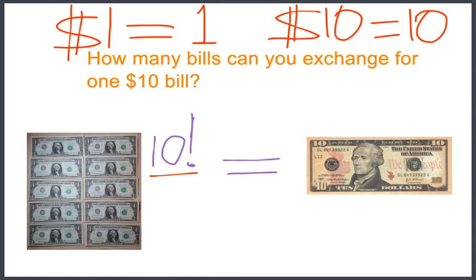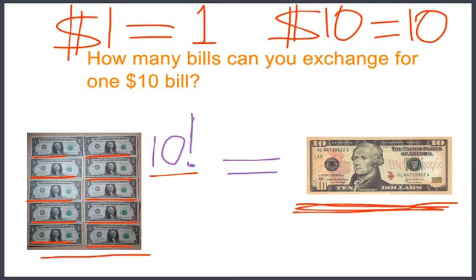10. 1, 2, 3, 4, 5, 6, 7, 8, 9, 10. You can take 10 of the $1 bills and get one $10 bill. They equal the same amount of money. If you went to the store to pay for something and it cost $10, you would be able to pay for it with either a $10 bill or 10 $1 bills. They would take either of those.